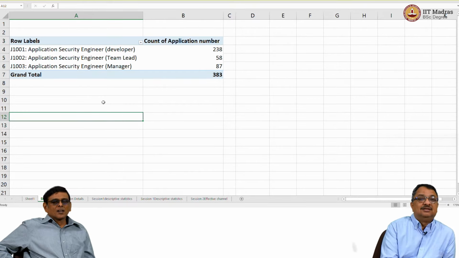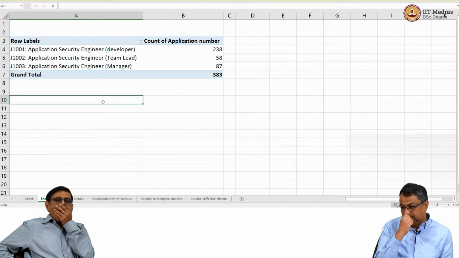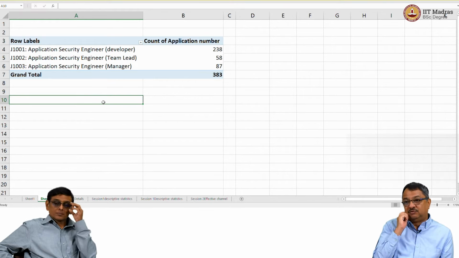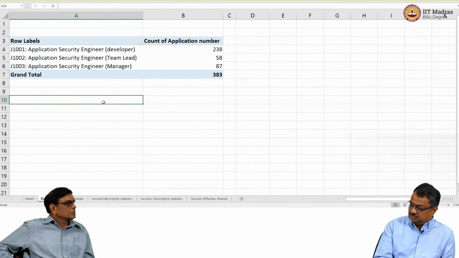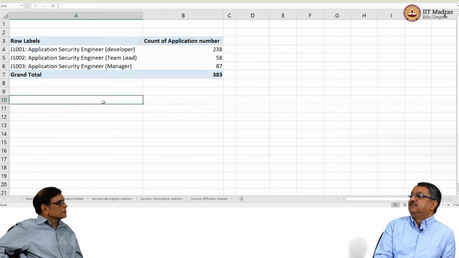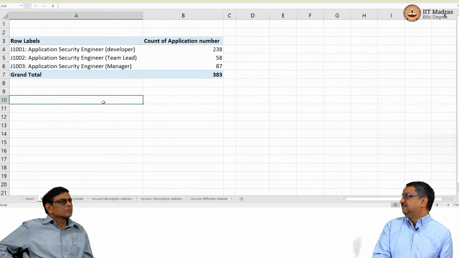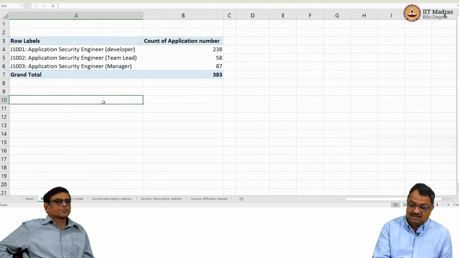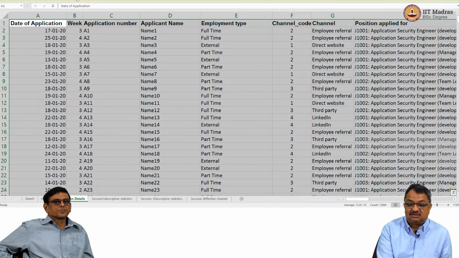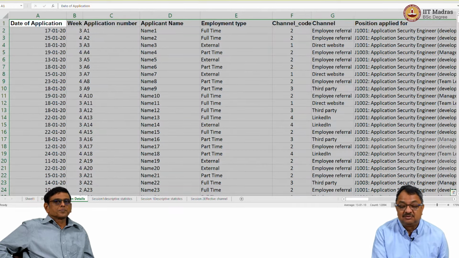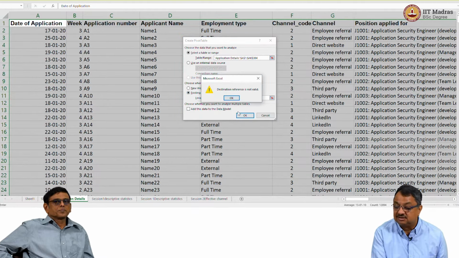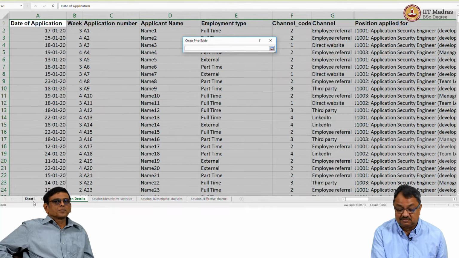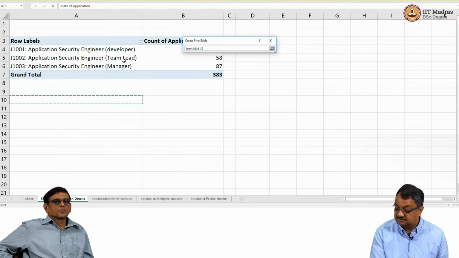And then the other table that I think she wanted was to look at, for a given job position, how many applicants we received from which channel. So which channel was working for which position? Again, very simple for us. We'll just insert a pivot table, and we'll again add it in a worksheet. So I'll add it here.